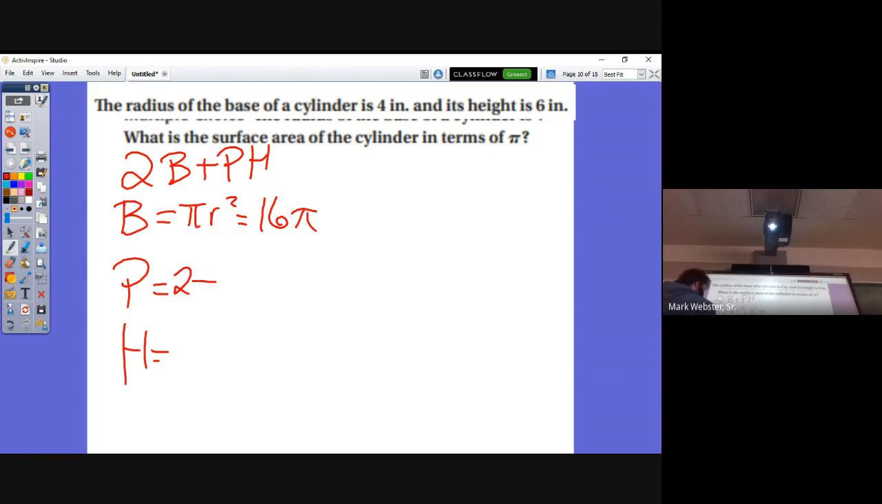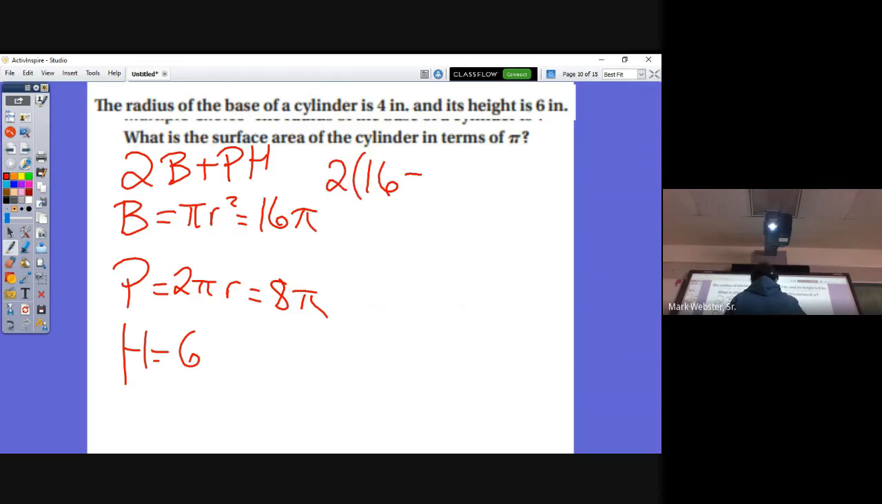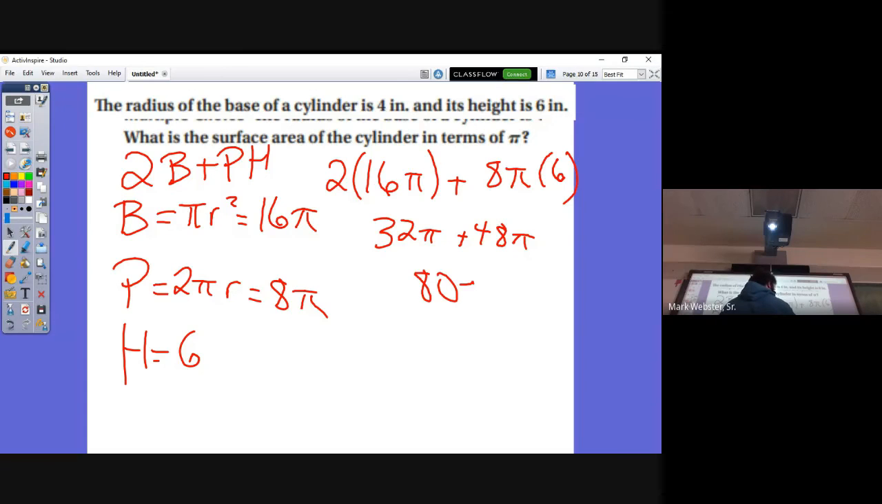Perimeter. Again, the radius is 4, and then the height we see is 6. So 2B plus Ph, right? 2 times 16, 32 pi. 8 times 6 is 48 pi. Add them up, you get 80 pi. What are my units? They're inches squared.